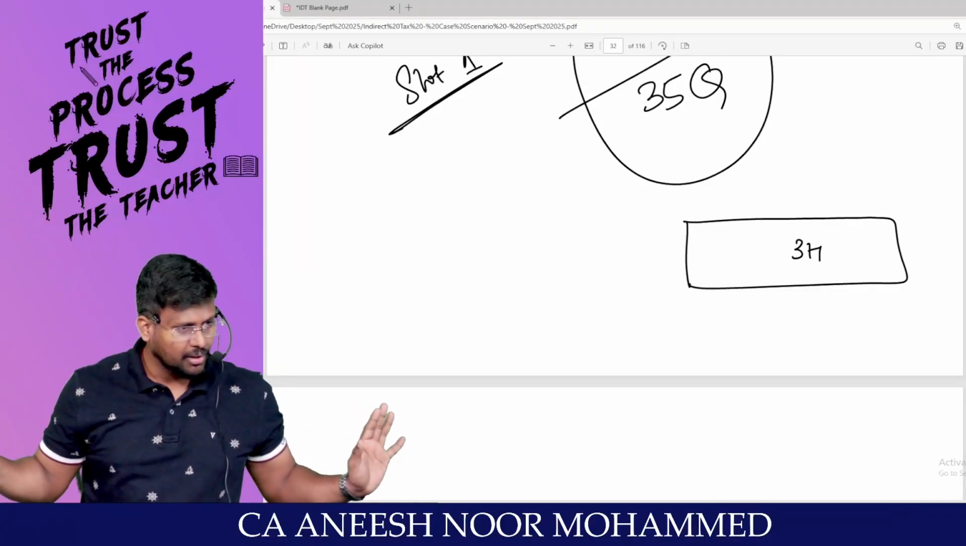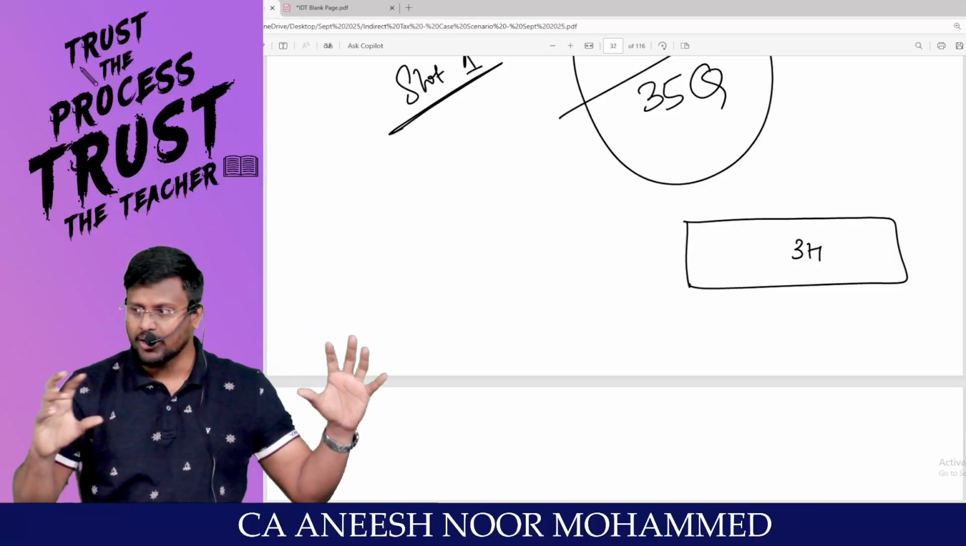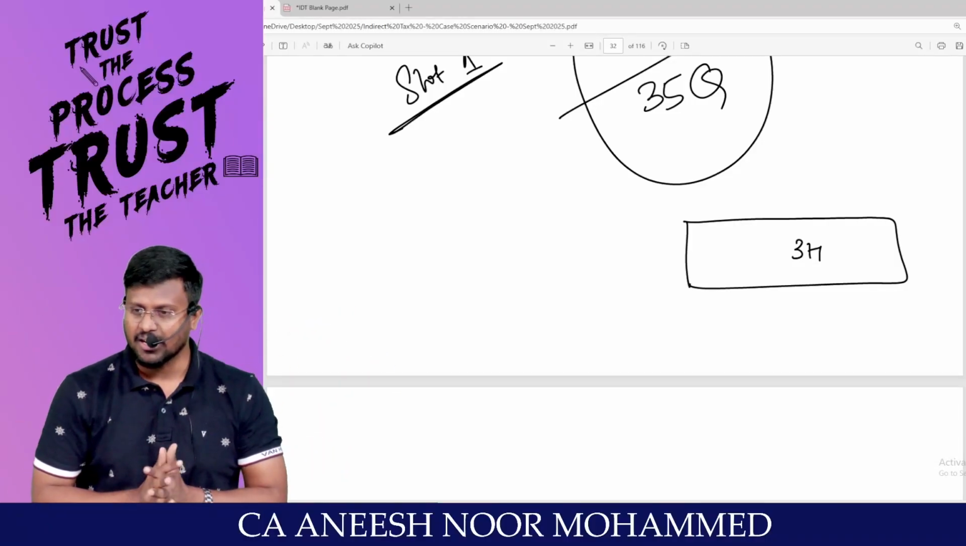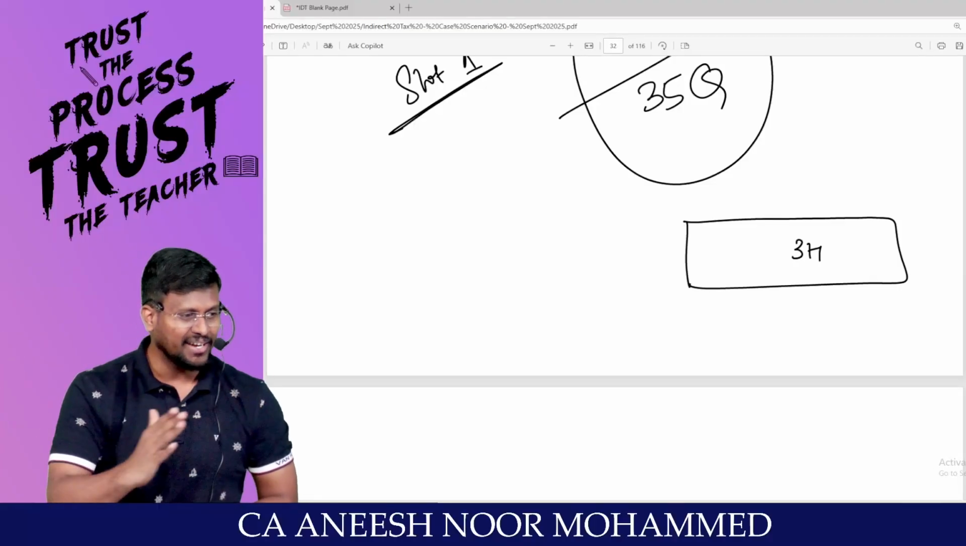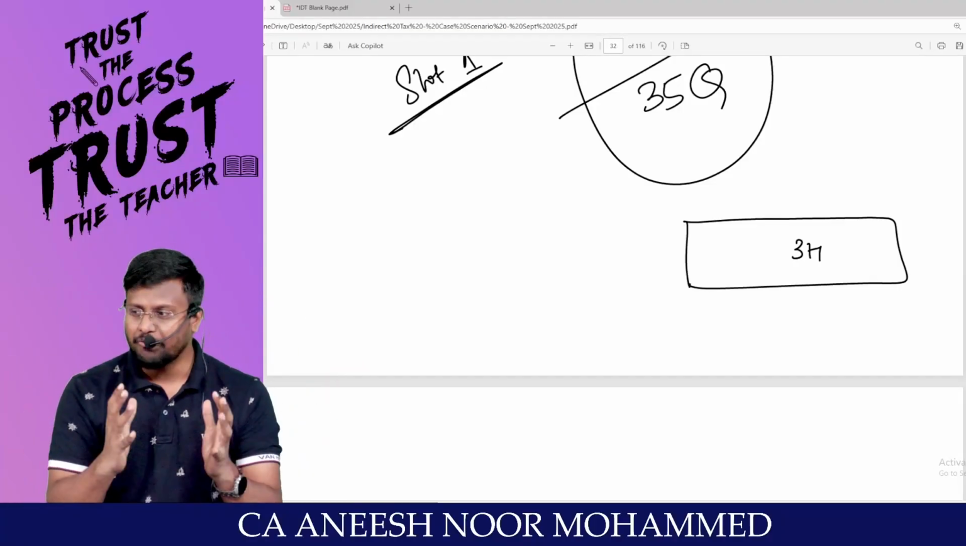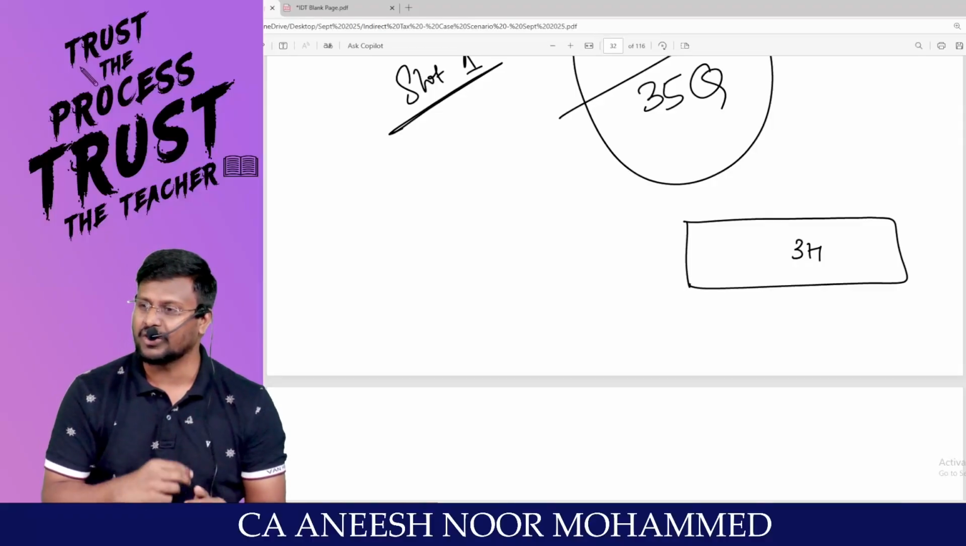That's it, game over. Then all the provisions will be falling into place. Solve the next 7 case scenarios. Set another target of 3 hours. Revise the entire GST. So you will feel the subject GST itself is very, very easy.